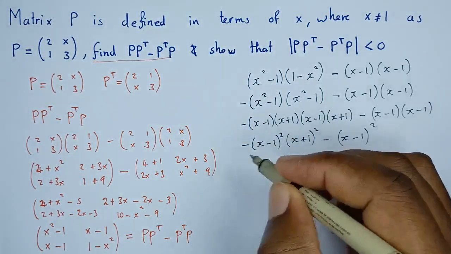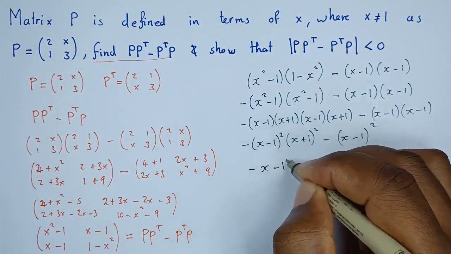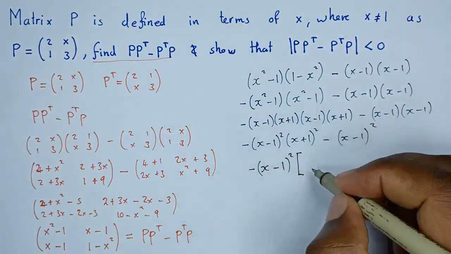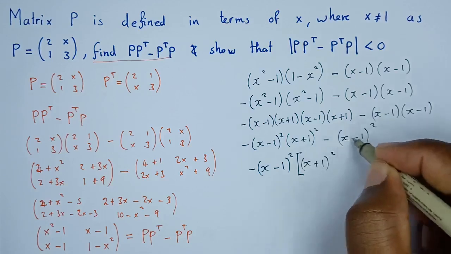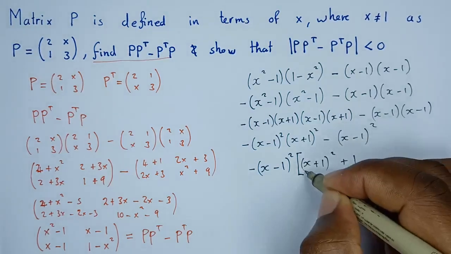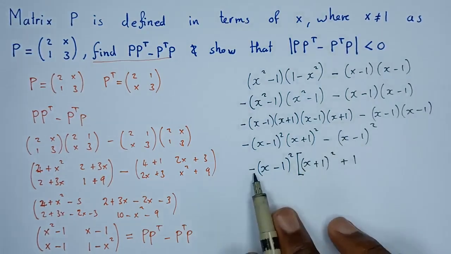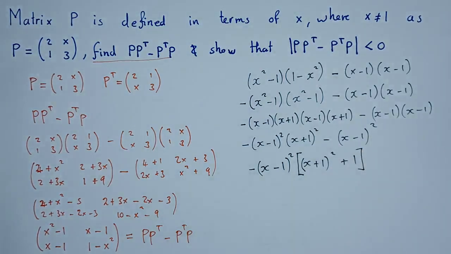So we can also factor out the negative. It's fine. So negative x minus 1 has been factored out. What remains here? Positive x plus 1 squared. What remains here? Positive 1. Remember, we factored out this and this negative, which is that one. We factored it out, so we just remain with 1. Okay, so now we end here.